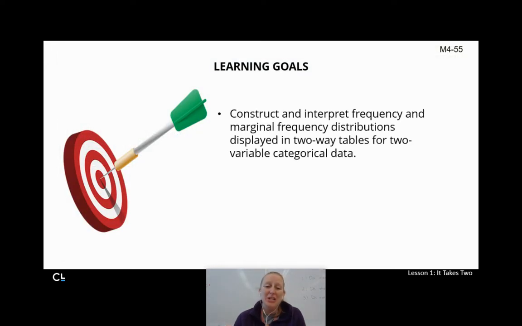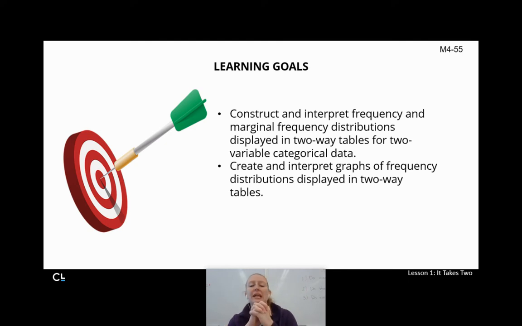So we're going to be over on the next two lessons here. We're going to construct and interpret frequency and marginal frequency distributions displayed in two-way tables for two variable categorical data. Now we're going to have two variables at play, right? Not just one anymore. We're going to create and interpret graphs of frequency distribution that are displayed in our two-way tables. Don't worry if you're a little confused on the terms. We're going to talk about them.